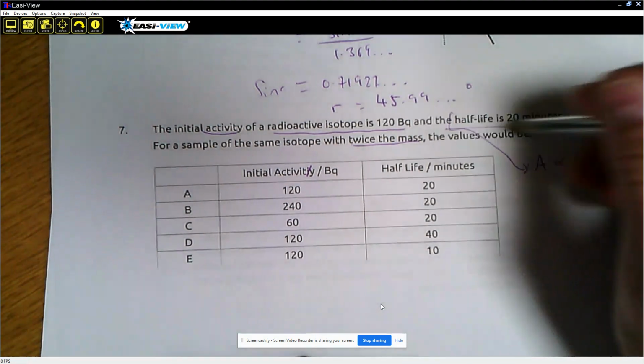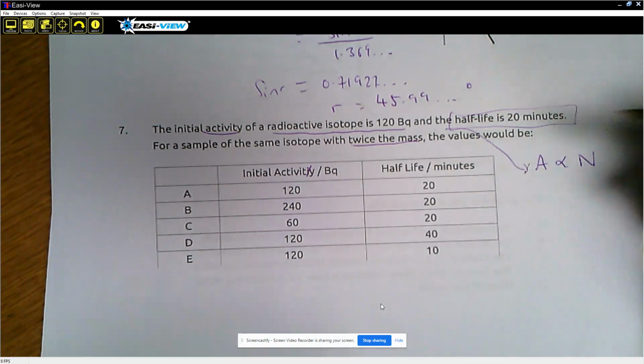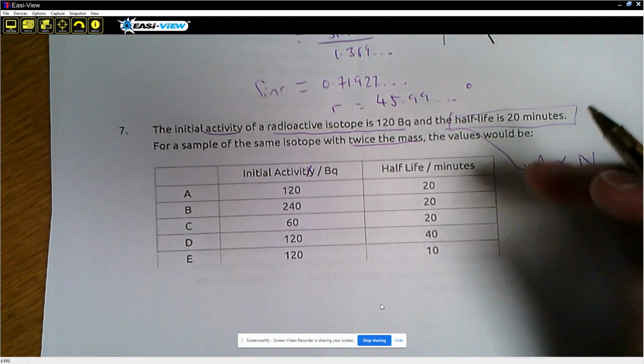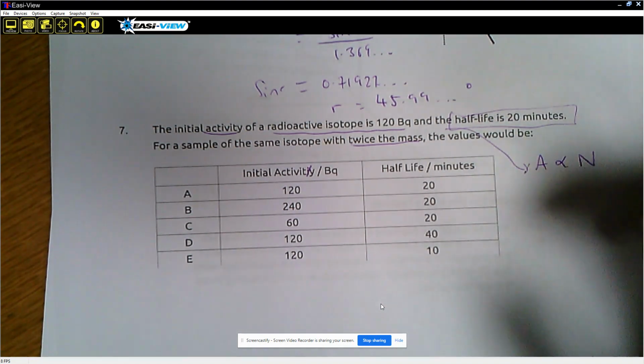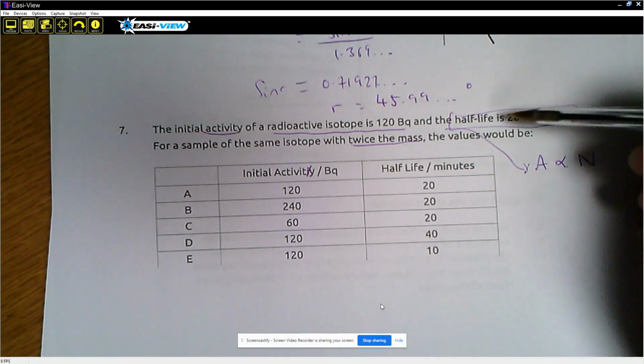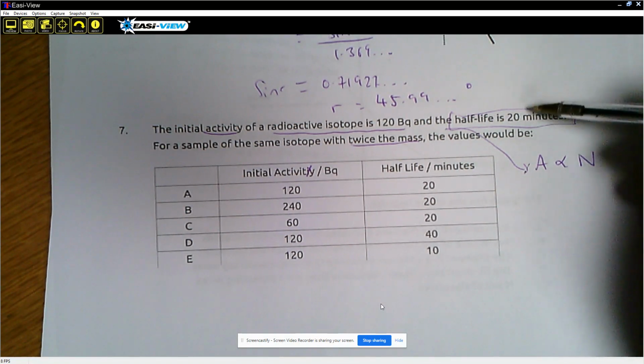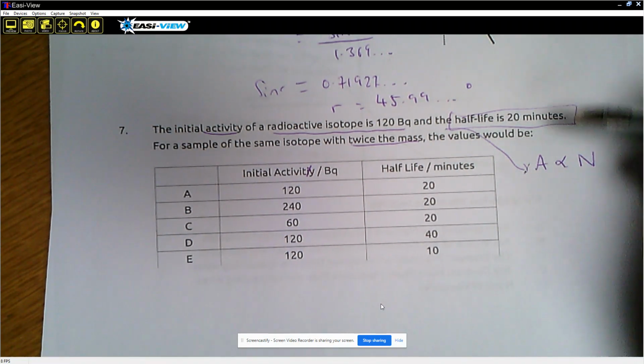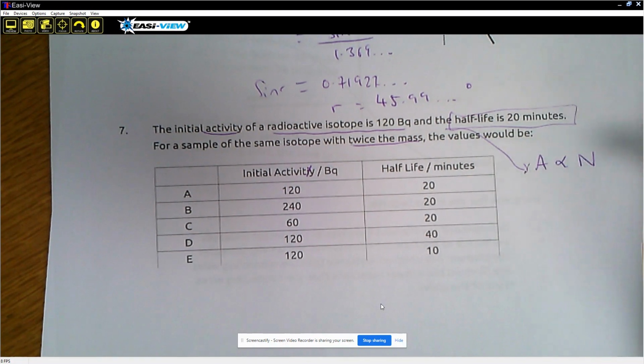The half-life is entirely independent of how much of the isotope you've got. So the half-life for this particular isotope is 20 minutes. It doesn't matter how many you've got of it, it's 20 minutes, because the half-life is the time taken for the activity of the sample to halve, or the time taken for half of the radioactive nuclei present in the sample to decay. So the half-life will be 20 minutes if you've got a billion of them, 100 billion, a trillion, whatever you like. The half-life is always 20 minutes.